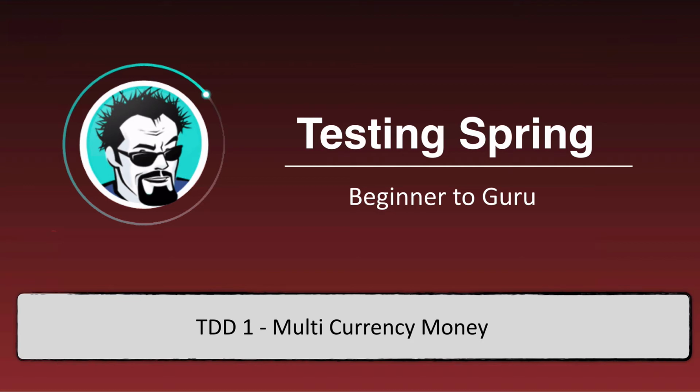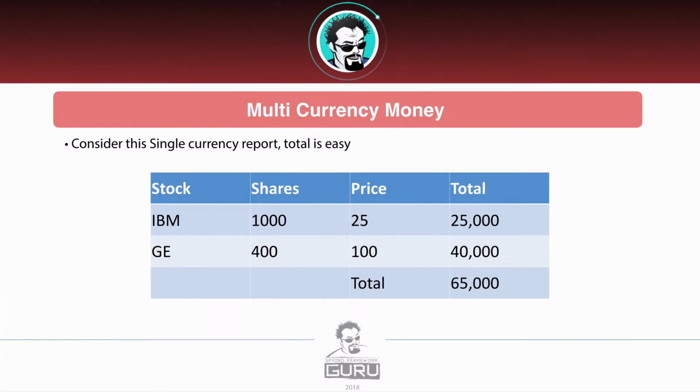In this video, we are going to take a look at the first chapter out of Test-Driven Development by Example, and this is going to be chapter 1 on multi-currency money. So let's set up the stage here and take a look at this report. We have a stock, a number of shares, price, and total.